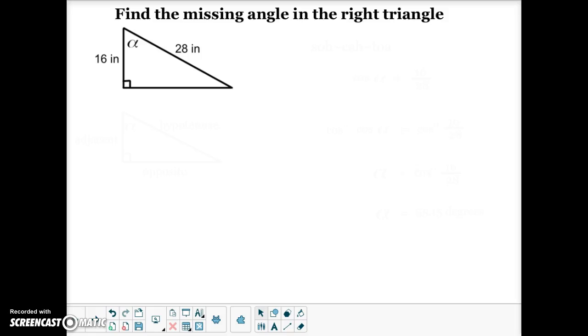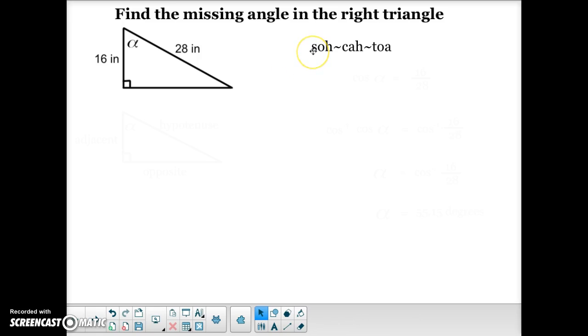This is going to be a video to help you find the missing angle in a right triangle when you know two of the side lengths. In order to do that, I'm going to have to use the trig functions that we learned, and we learned them by remembering the phrase SOHCAHTOA. Now what does SOHCAHTOA mean?